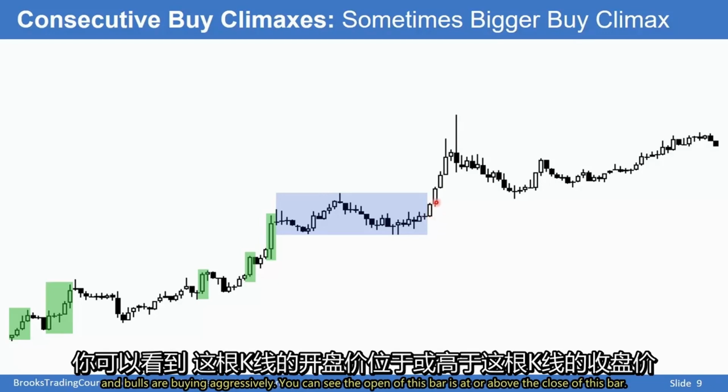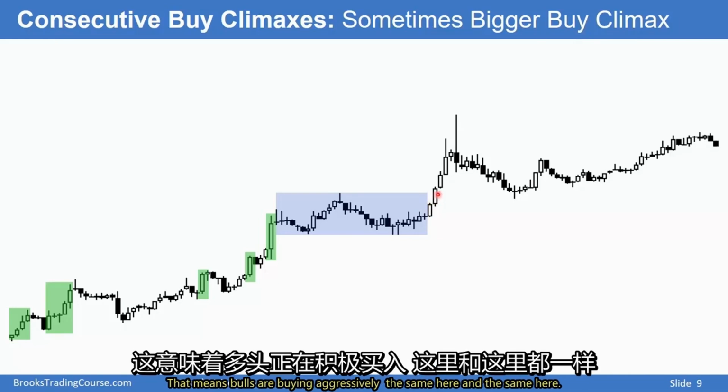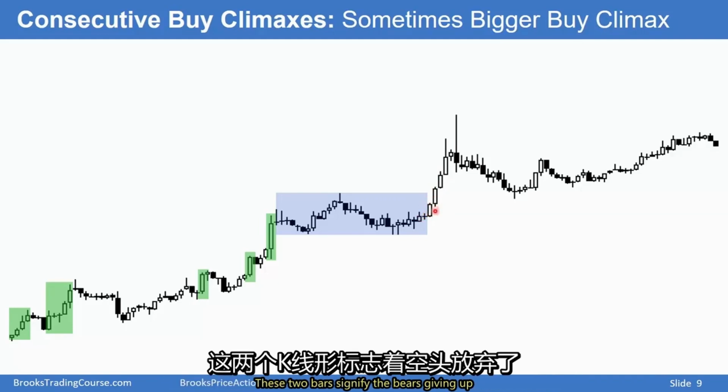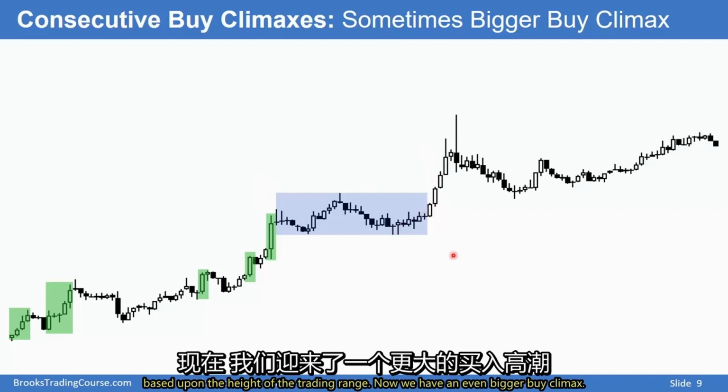You can see the open of this bar is at or above the close of this bar. The low of this bar barely dipped below the high of this bar. That means bulls are buying aggressively. The same here and the same here. The bears are giving up. These 2 bars signify the bears giving up, and the bulls are buying aggressively for at least a measured move up based upon the height of the trading range.